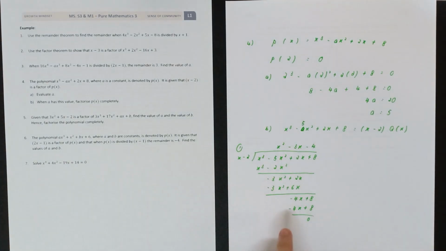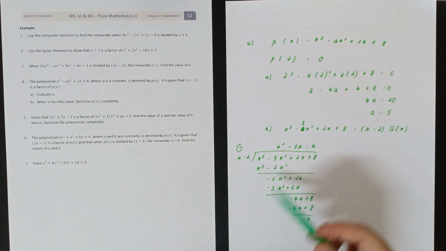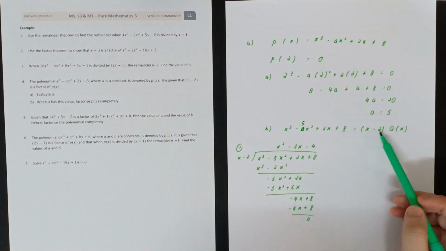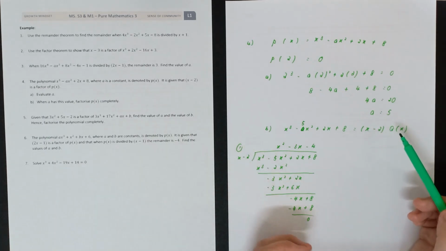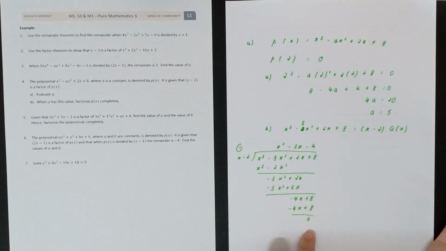So if you didn't get a 0 for your long division, right, then you might need to check again, did you do something wrong in the long division itself? Because if the question already tells you that x minus 2 is the factor, meaning that after you do long division, you should be able to get 0. So now we already know that it's going to be x minus 2 times x squared minus 3x minus 4, right? So how can we factorize this completely?